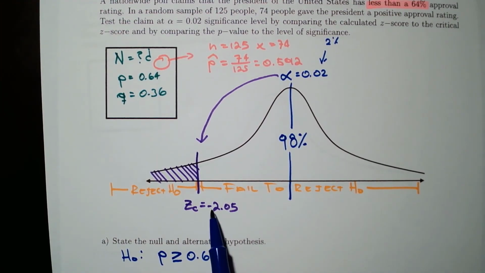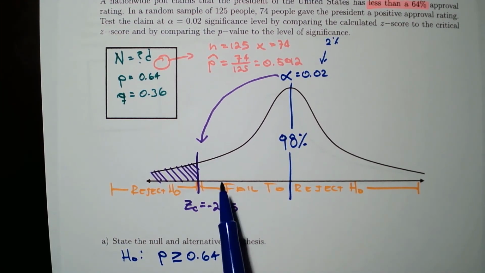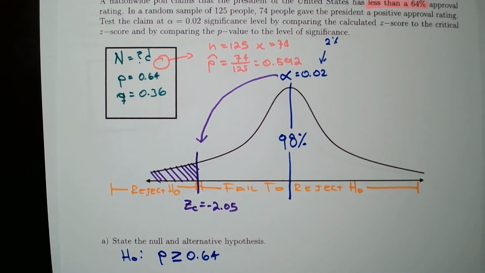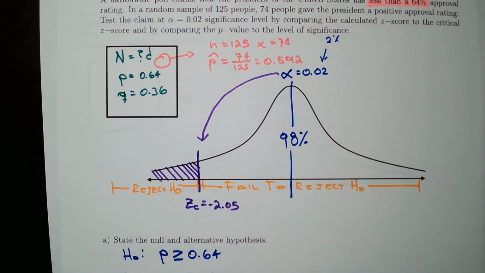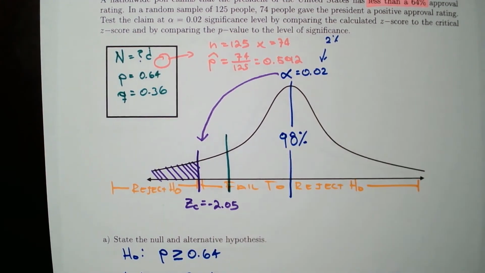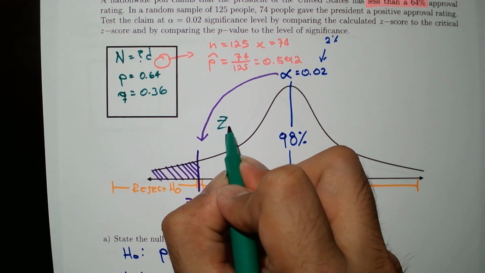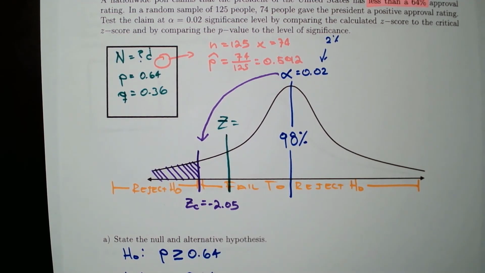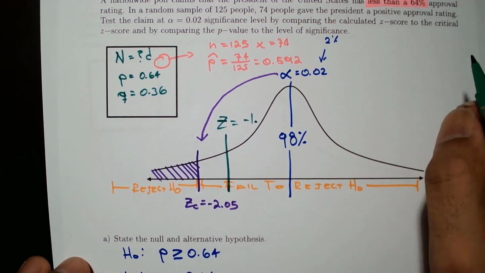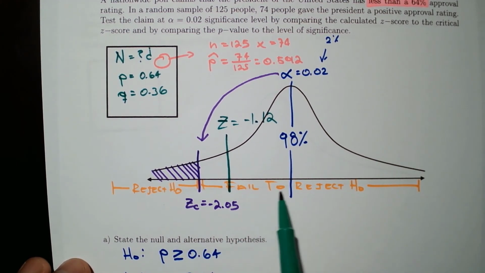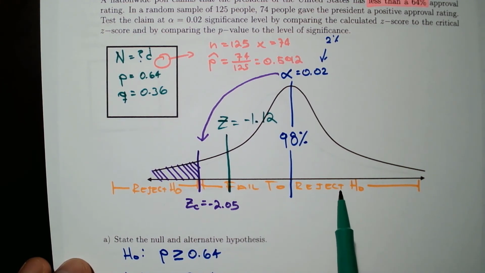If we go to our graph, is the number negative 1.12 smaller than negative 2.05 or greater than negative 2.05? In this case, it's greater, and look, it's falling in the unshaded region. This is the test statistic. So we fail to reject the null hypothesis.